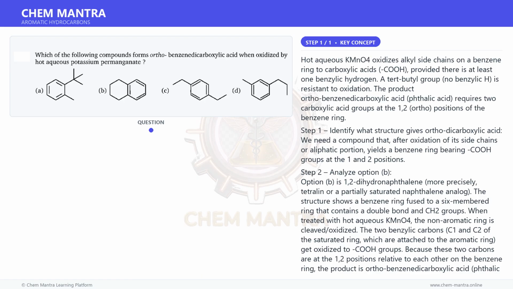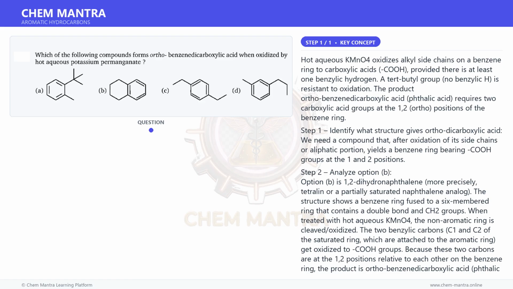C. 1,4-diethylbenzene. Both ethyl groups are at para positions 1,4. Oxidation would give 1,4-benzenedicarboxylic acid, terephthalic acid, which is the para isomer, not the ortho isomer.